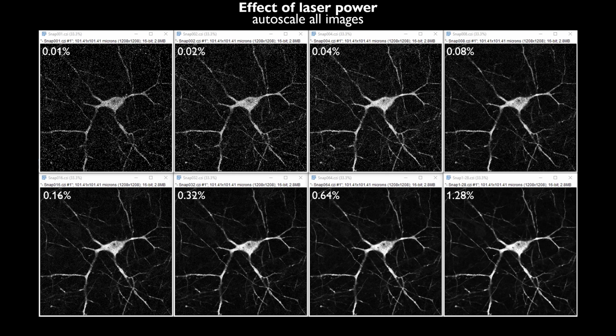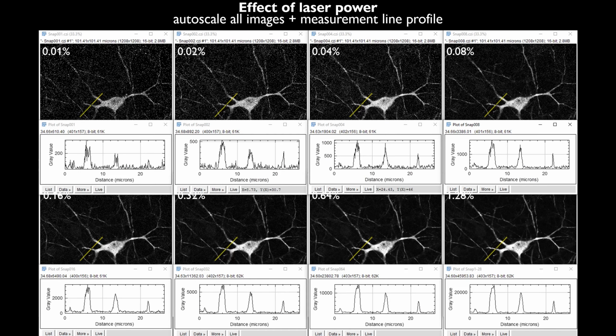Whereas on the bottom right, it's a nice crisp image, and I can see small processes that are lost in the noise in the image in the top left. Another way of capturing the same thing is to draw a line through the image and to plot the intensities across that line. And so that's shown here.